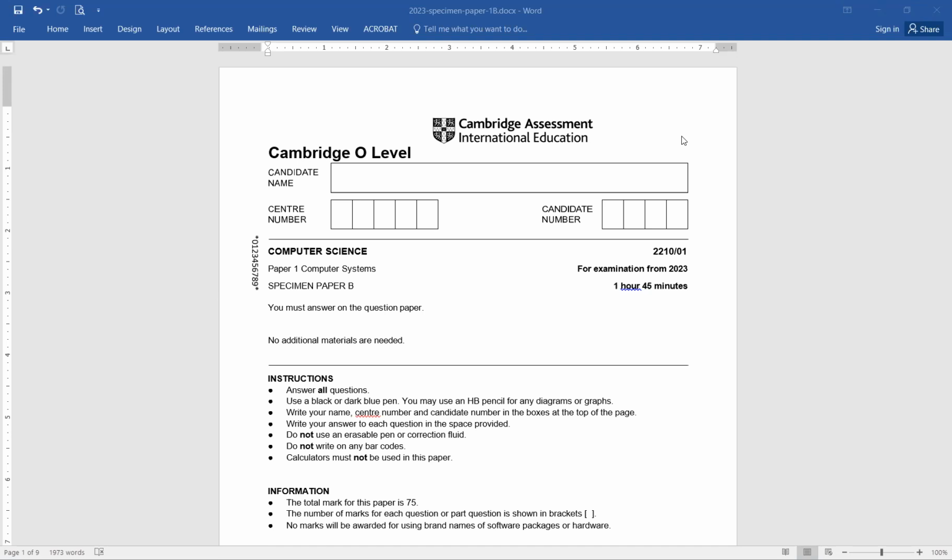You are not allowed to use an erasable pen or correction fluid at all. We are not allowed to write anything on the barcodes. Remember, do not carry a calculator at all to the examination hall. The paper is of 75 marks. The number of marks are given at the end of each part in the brackets. And please be aware that you're not allowed to use a brand name at all, because that will not award you any mark at all. Hope that the instructions are very clear. Now let's proceed to the question.